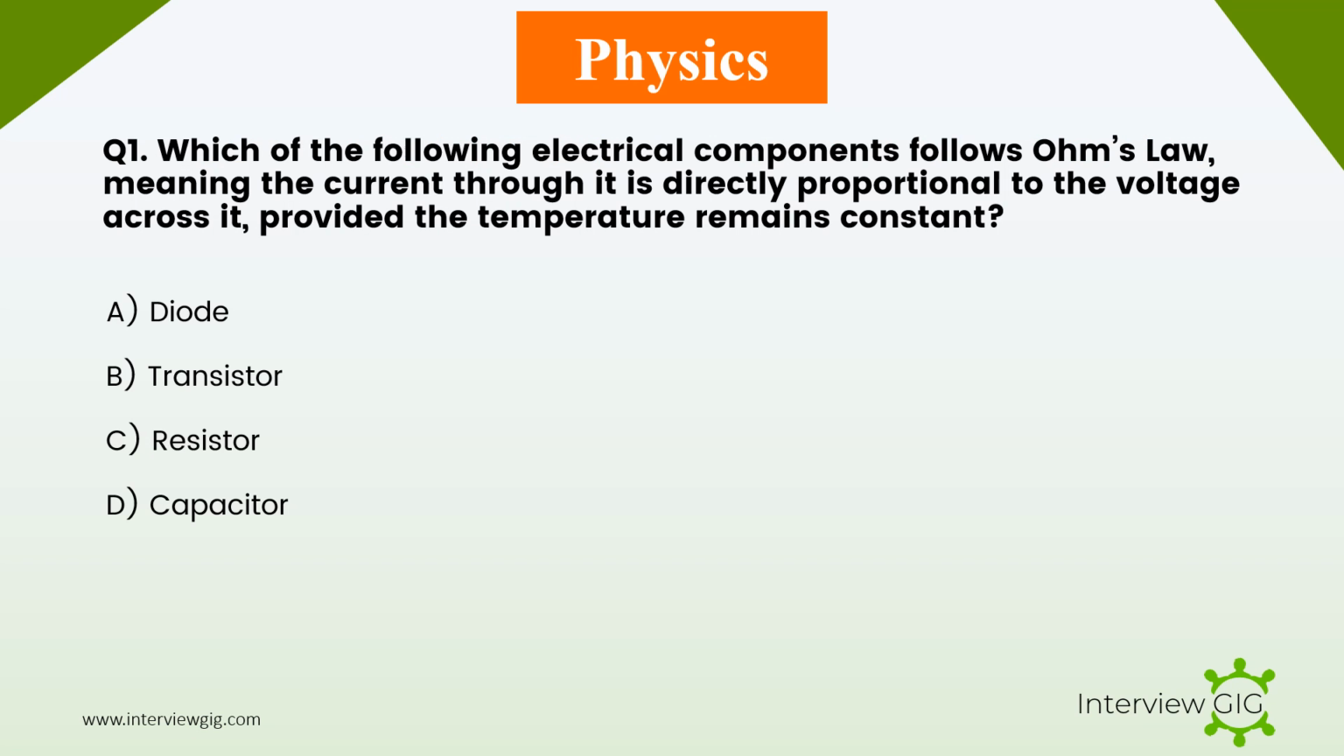First question. Which of the following electrical components follows Ohm's law, meaning the current through it is directly proportional to the voltage across it, provided the temperature remains constant? Options. A diode. B transistor. C resistor. D capacitor. Answer C resistor.